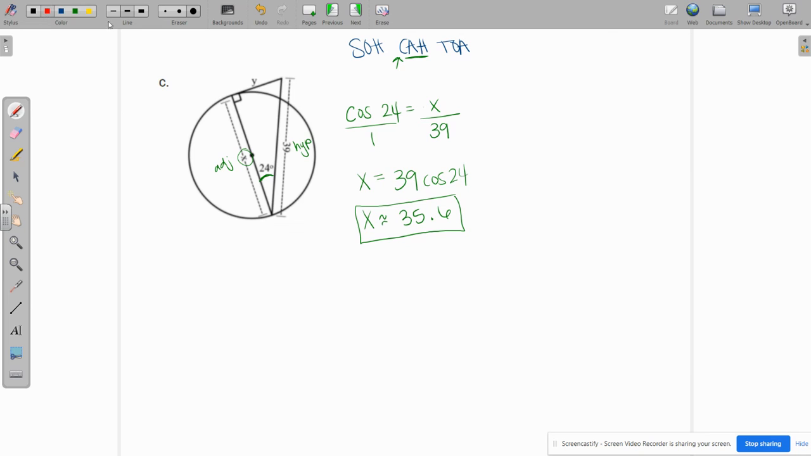We could do the same idea for solving for y, but from the 24 degrees, this side is the opposite. So we could use the opposite and hypotenuse, which means we could use sine. So we could say the sine of our angle 24 degrees equals opposite y over hypotenuse 39. And again, solve that proportion. 1 times y is y. 39 times the sine of 24 is the other cross product. And if we use our calculator, we would get that y is approximately 15.9 units.